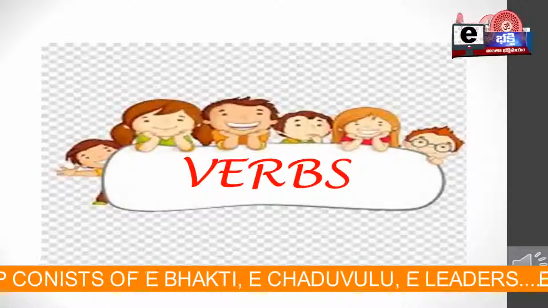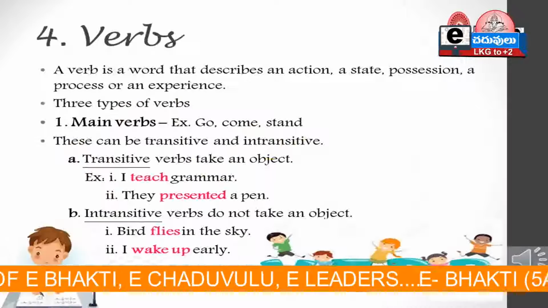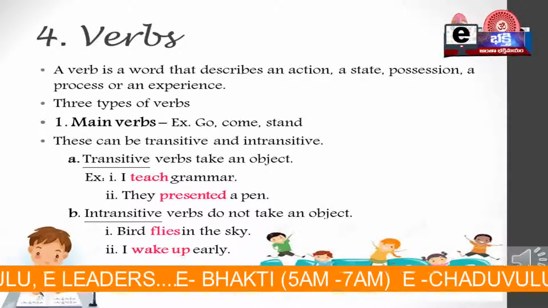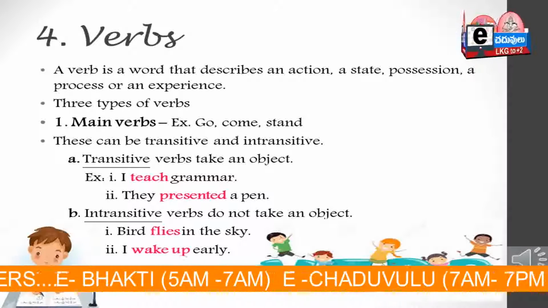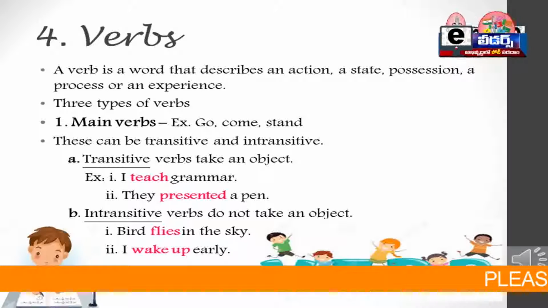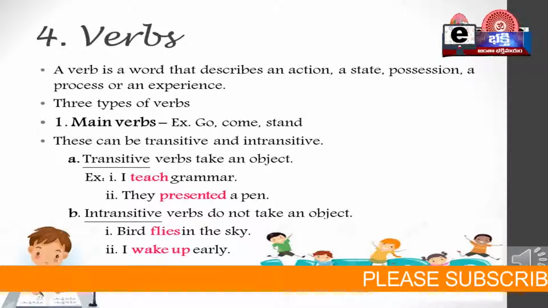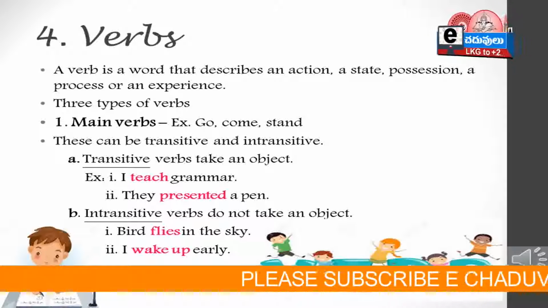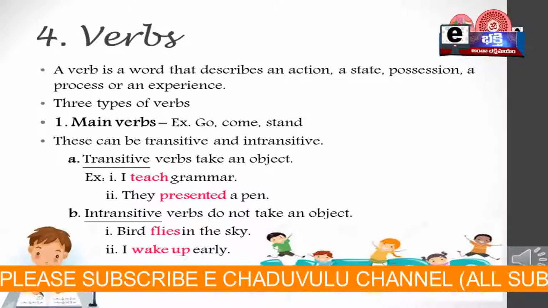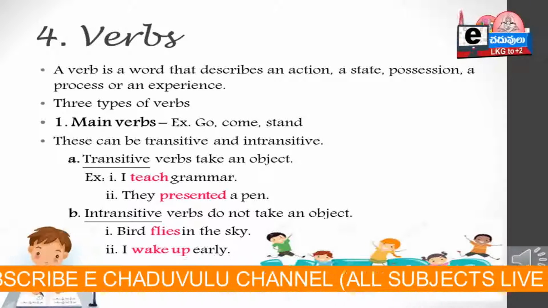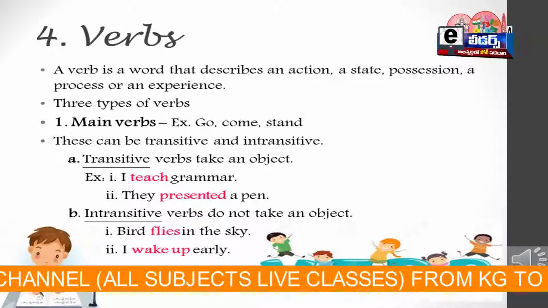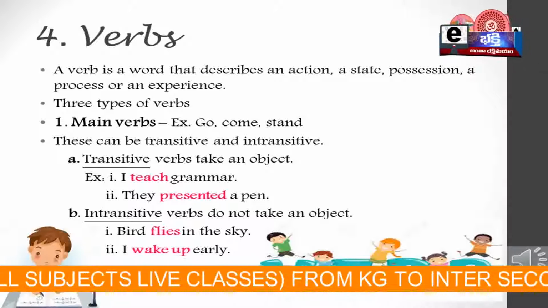Let us see the definition of verbs. A verb is a word that describes an action, a state, position, a process, or an experience. In other words, we can say that action words are called verbs. There are three types of verbs: main verbs, auxiliary verbs or helping verbs, and the third type is modal auxiliaries. Let us first discuss main verbs. These can be again divided into transitive verbs and intransitive verbs. Verbs like go, come, sit, stand are the examples for main verbs.